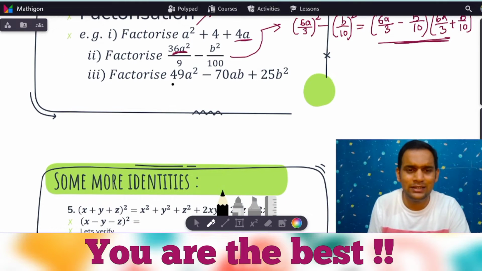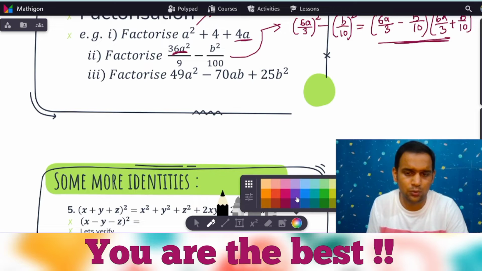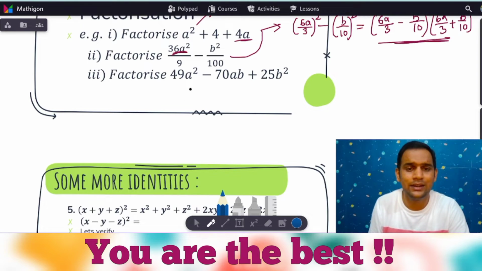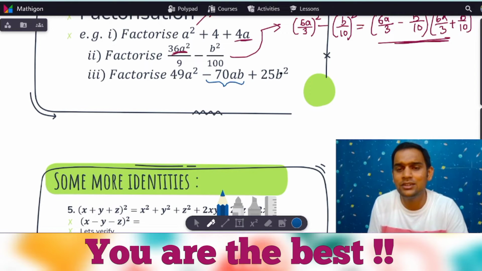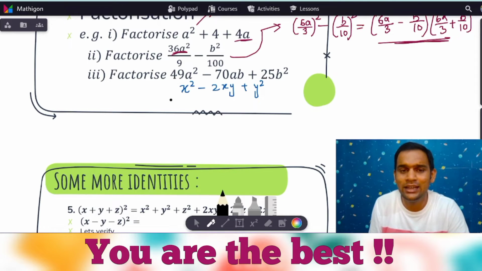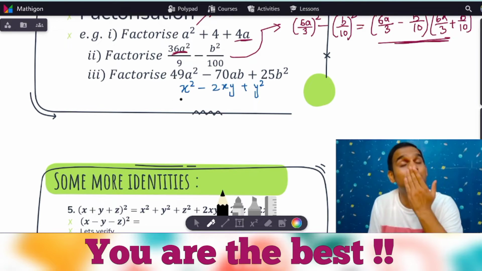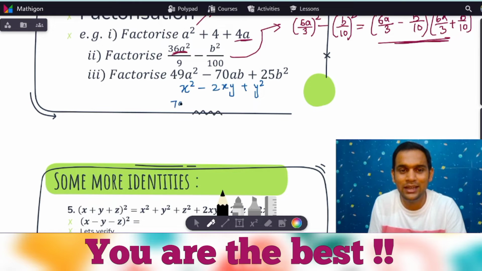Now the third example, it's a little bit difficult, but not very difficult. Let's clearly understand. Over here, we have a minus term and two squared terms. So somewhere we are trying to take help of x square minus 2xy plus y square. So can I write 49a square in terms of one number to the whole square? Absolutely, (7a) to the whole square. Can I write 25b square? (5b) to the whole square.